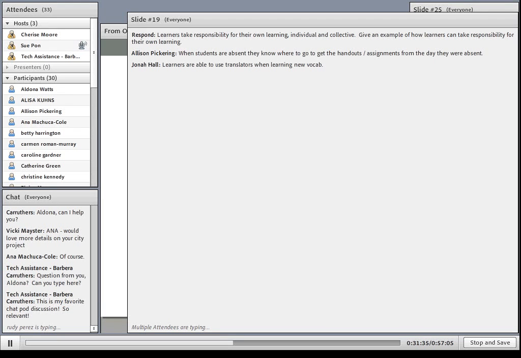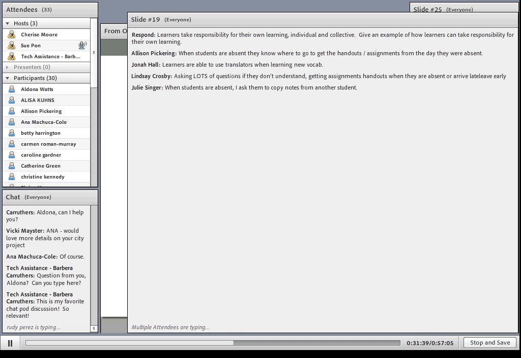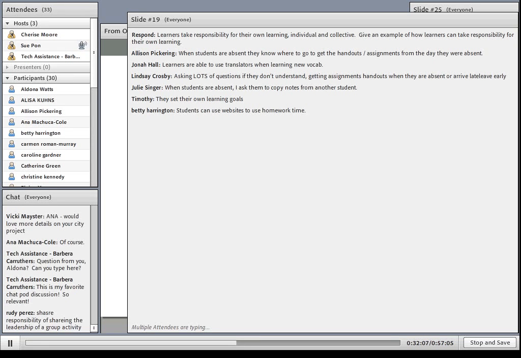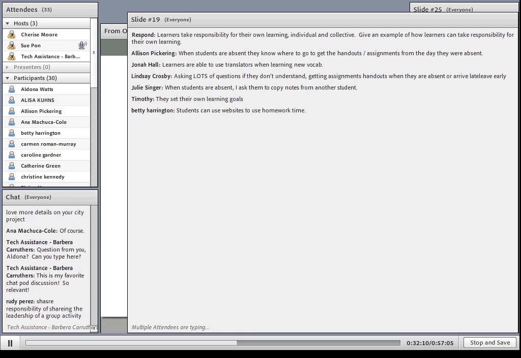So Allison gives students the responsibility of go get your own handouts and assignments when you are absent. And I'm sure you have a system of where they can find that, rather than the teacher spending time in class making sure everybody has the assignment. Jonah suggests students are able to define vocabulary on their own and ask questions. Thank you, Lindsay. And Timothy suggests at the beginning for them to set their own learning goals and then their responsibility. What are they going to do to reach those goals? And so they take responsibility for that learning.